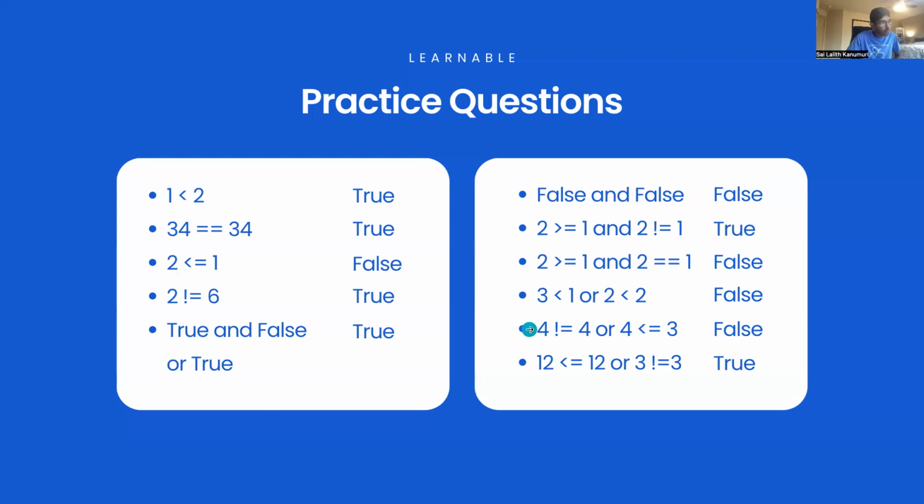Let's do this one. 4 is not equal to 4. That is false. Or 4 is greater than or equal to 3. Both of them are false, so it's false.